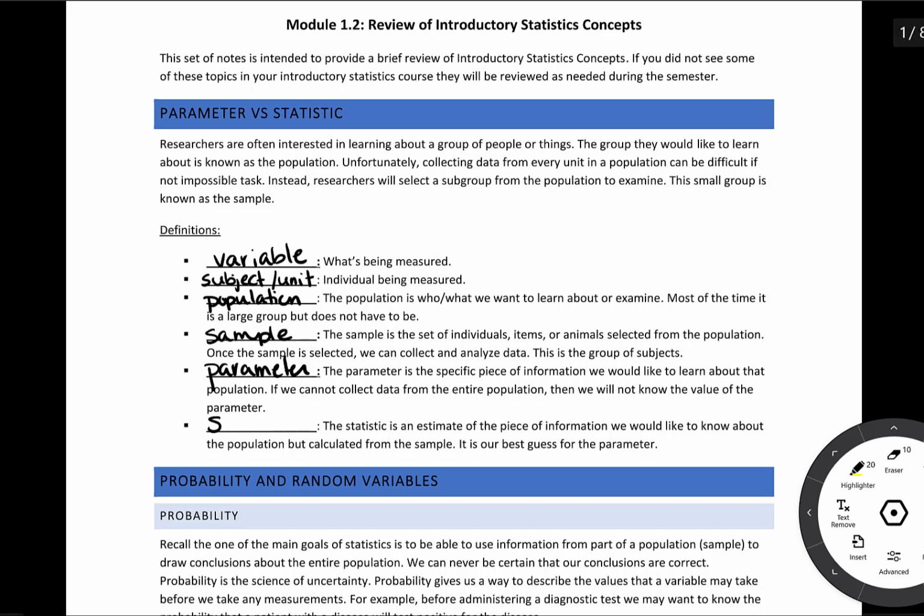On the other hand, the statistic is an estimate of the piece of information we would like to know about the population, but we calculate it from the sample. If I have 100 randomly selected adults, all living in the state of Kentucky, and I find the average BMI for those 100 adults, this is feasible; I would actually know the numeric value of the average BMI for that sample. The whole idea is, if I know the average BMI from that sample, is there a way I could extend that information to say something reasonable about the parameter, in this case the average BMI of all adults living in Kentucky?